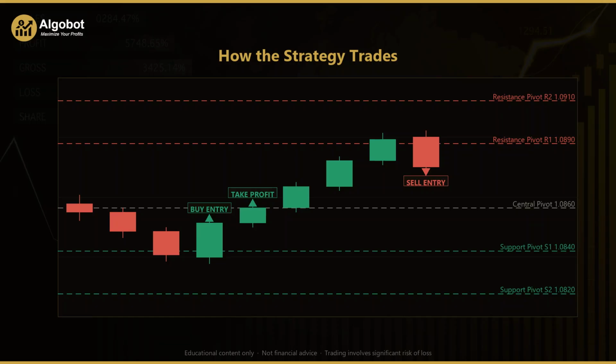Then comes the rejection. The very next candle opens above resistance, but sellers immediately take control. It closes as a strong bearish body that fully engulfs the prior candle and settles back below resistance pivot R1. That's a bearish engulfing rejection of a pierced resistance pivot, and this is where the sell entry marker appears. The strategy sells the rejection, placing its stop just above the rejected high and setting its take profit at the next pivot down. Once again, the central pivot at 1.0860.